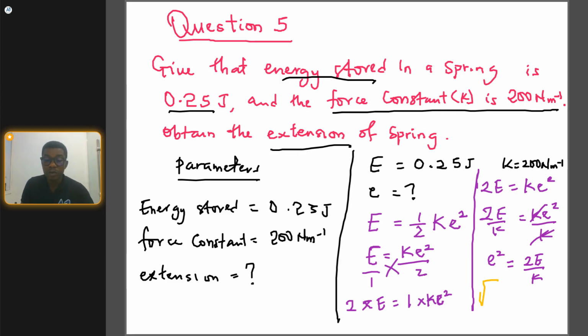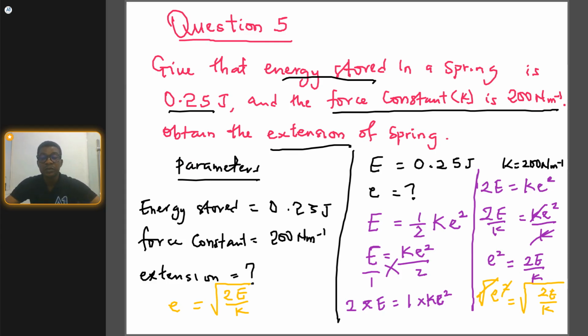That is the square root of E squared and the square root of 2E over K. The square cancels the square root. So E now is equal to the square root of 2E over K. That is the formula for the extension.